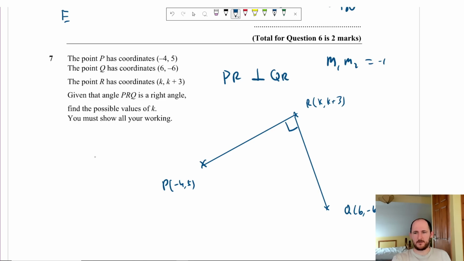So if we find the gradient of PR, we're going to do K plus 3 minus 5, because it's the difference in y, right? K plus 3 minus 5. K minus minus 4 is K plus 4. So we get K minus 2 over K plus 4.